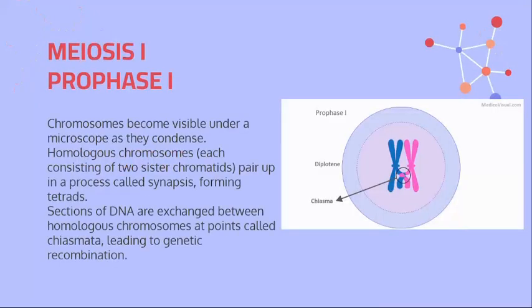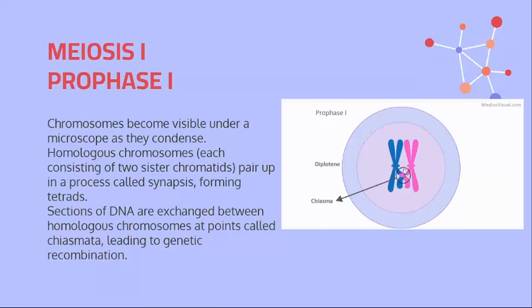So meiosis, we have prophase 1. The chromosomes become visible under a microscope as they condense. They will all consist of their sister chromatids. So remember, one from dad, one from mom. This process is called synapsis, and it will form tetrads. So when you have 4 of these chromatids, it's called a tetrad.